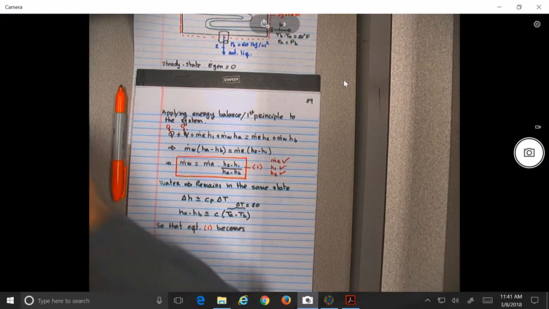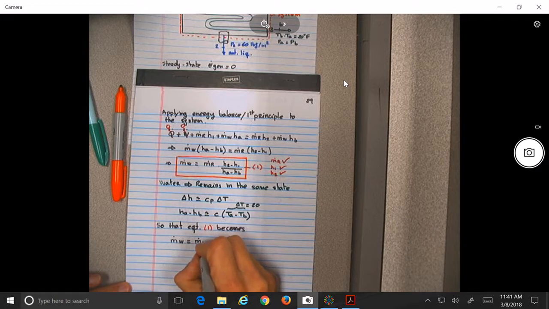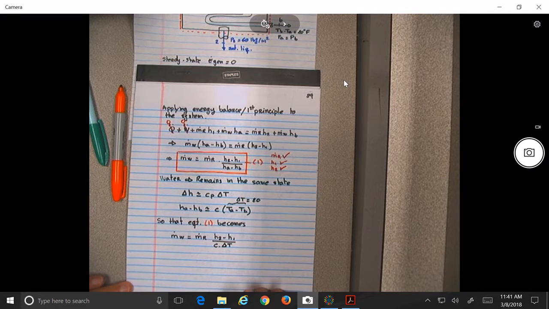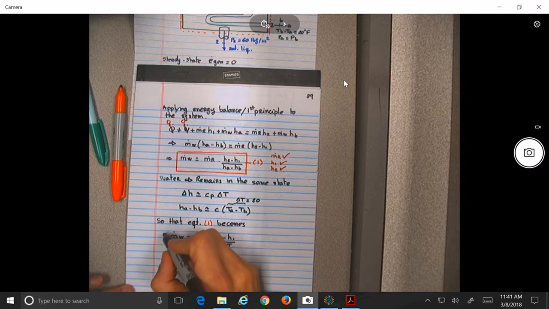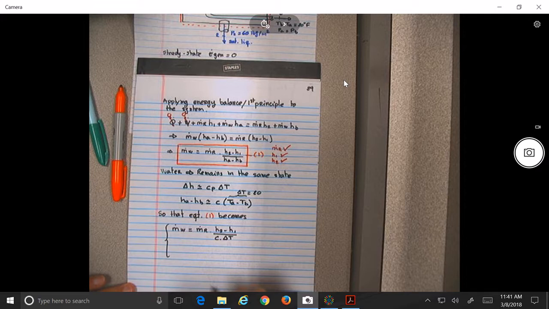So we have M water will be equal to m sub r of H2 minus H1 divided by C delta T. Okay, maybe here I'm going to combine another equation.